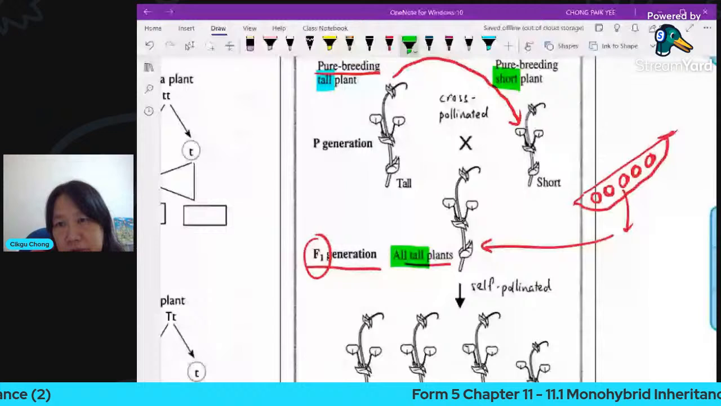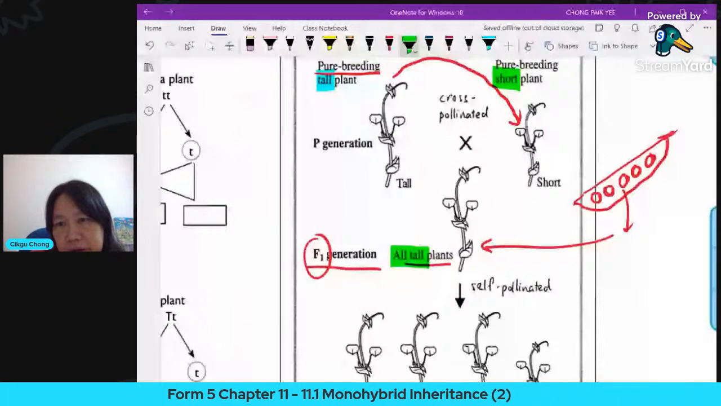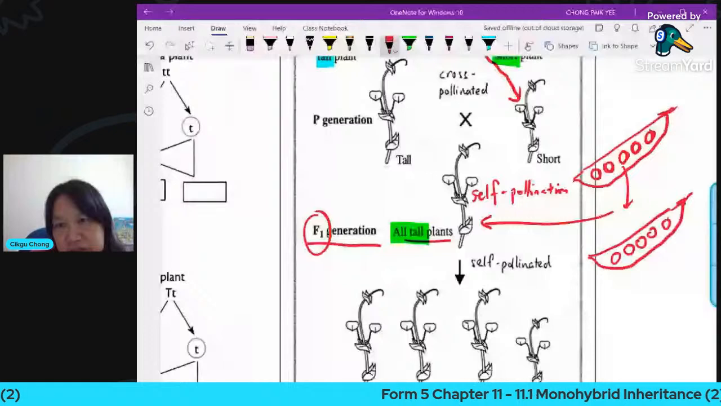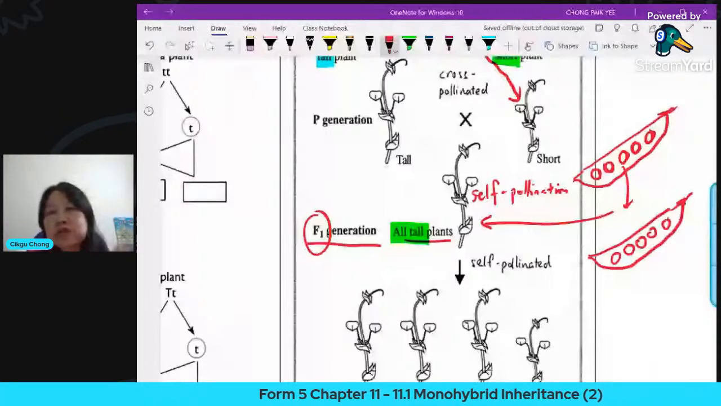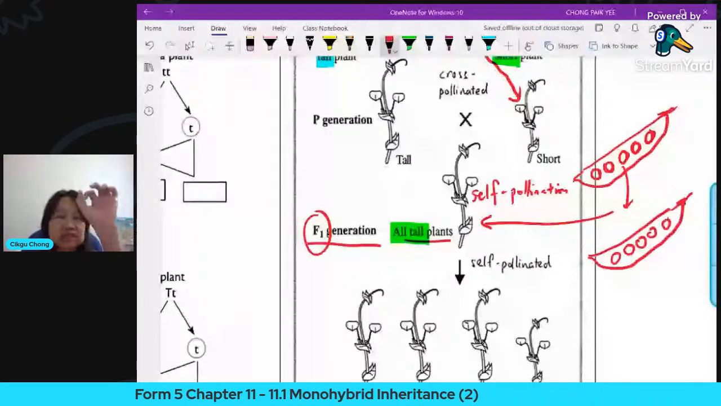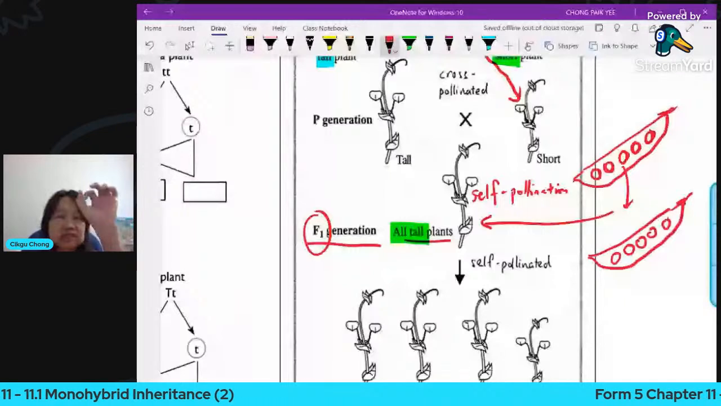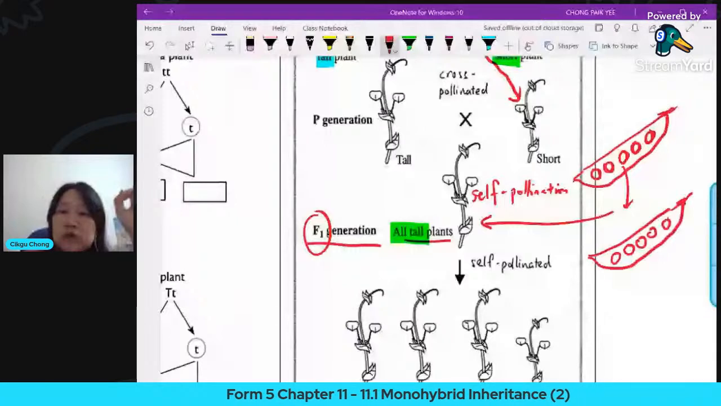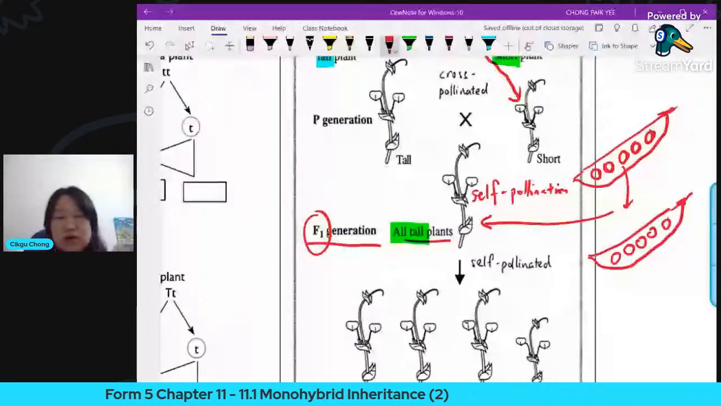So you get this, and this is called the second generation. But if you don't grow it, you cannot see. You do not know whether they are tall or short. The seeds are there, but you do not know whether they're tall or short until you give them a chance to grow. So you've got to plant them. He took all the seeds there, and then he planted them.